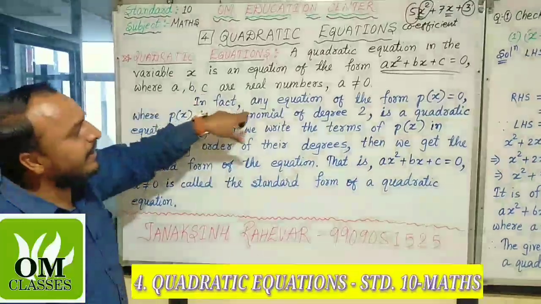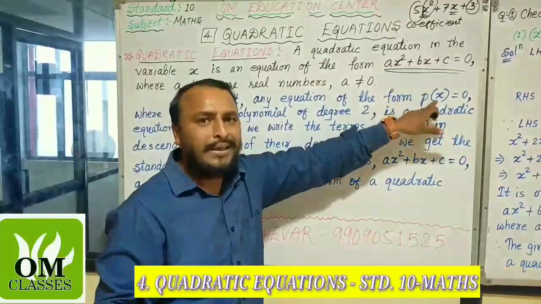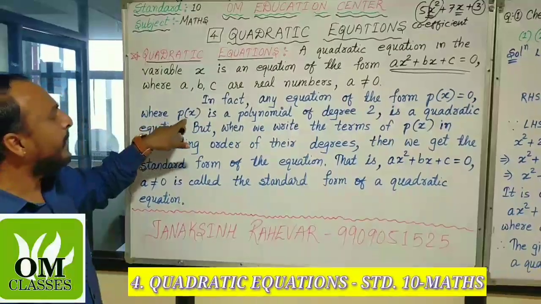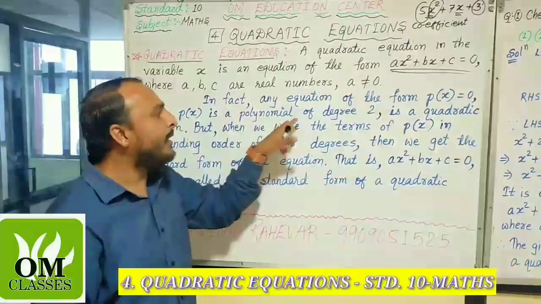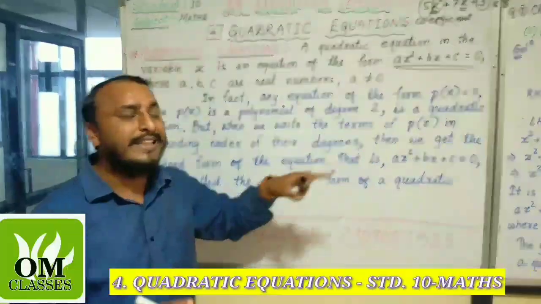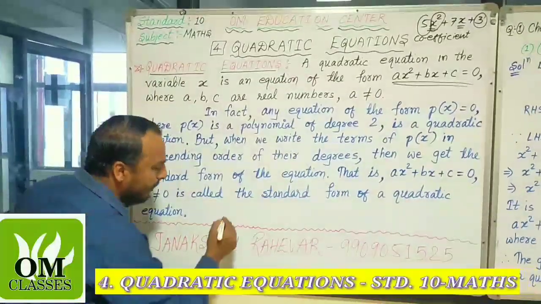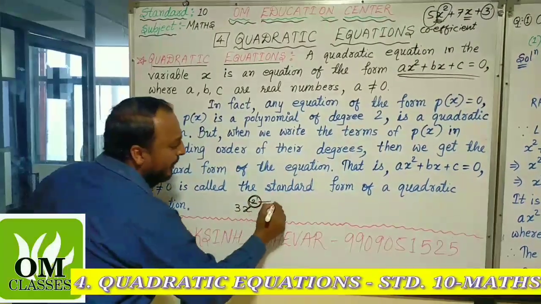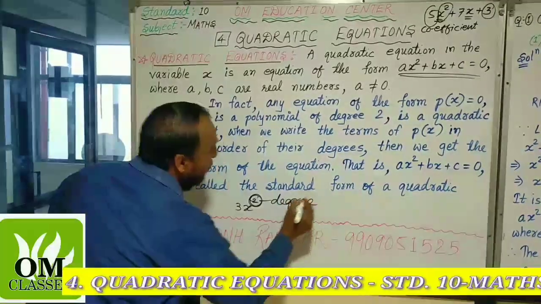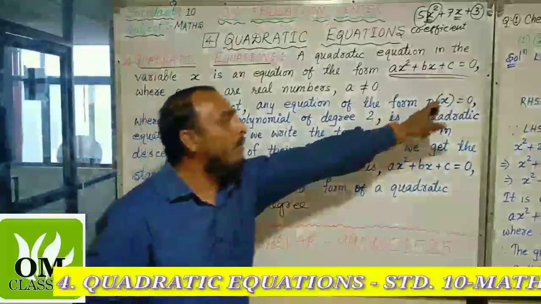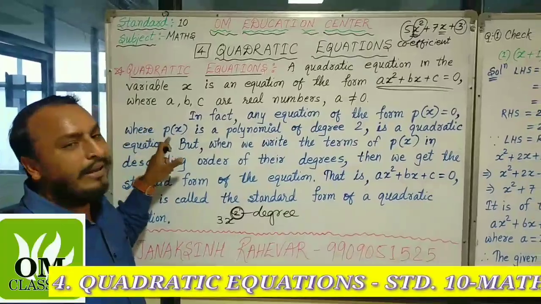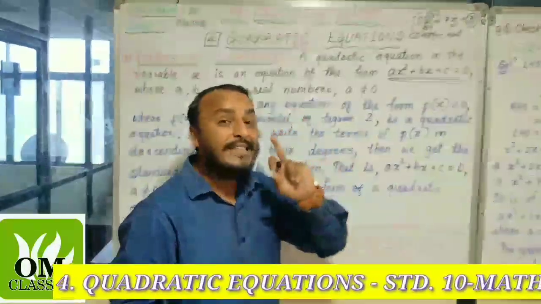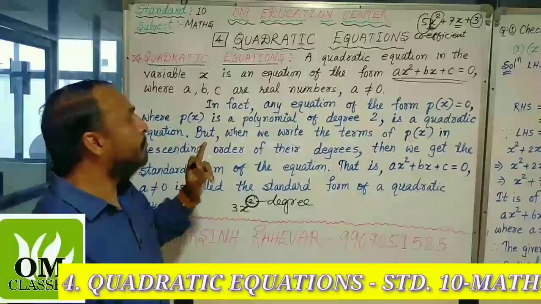Now, in fact, any equation of the form p of x is equal to 0, where p of x is a polynomial of degree 2. Polynomial होना चाहिए जिसकी डिग्री 2 होती है. Now डिग्री 2 क्या होता है? जैसे कोई ये 3x स्क्वायर, तो ये डिग्री क्या हो गई आपकी 2. This is called degree. Meaning any polynomial of form p of x is equal to 0, where p of x is a polynomial of degree 2 is a quadratic equation.